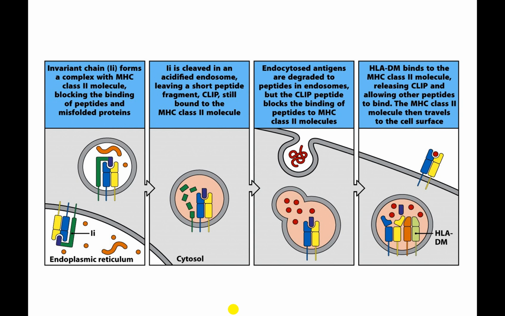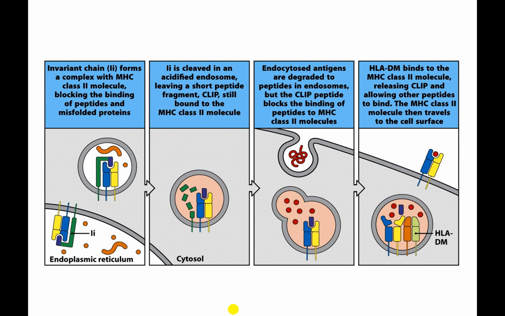A second function of the invariant chain is to deliver MHC class II molecules to endocytic vesicles where they bind peptide. These vesicles, which have been called MIIC, for MHC class II compartment, contain proteases, for example cathepsin S, that selectively attack the invariant chain. A series of cleavages leaves just a small fragment of the invariant chain that covers up the MHC class II peptide binding site. This fragment is called class II associated invariant chain peptide, in abbreviation CLIP.